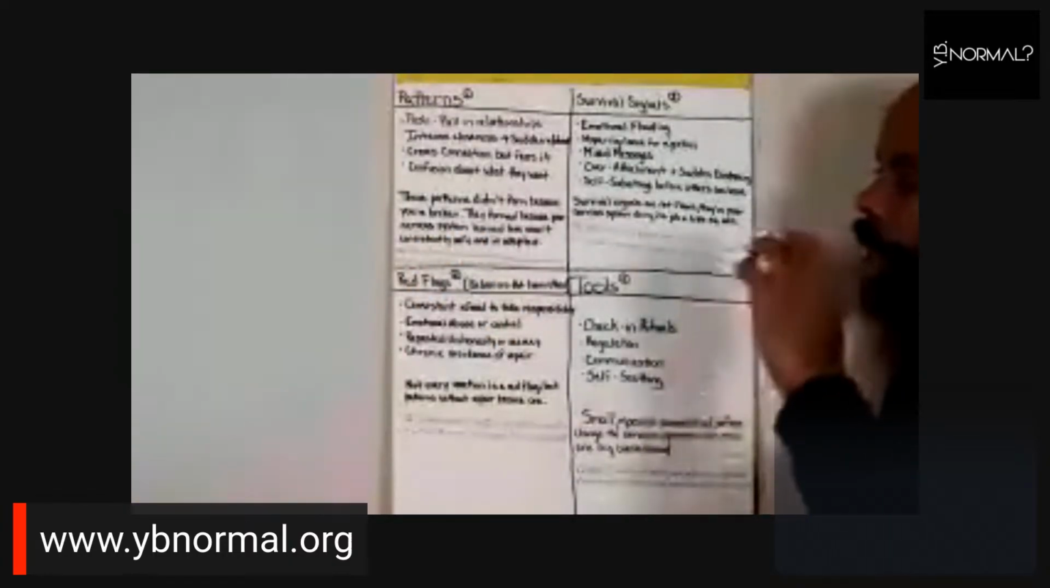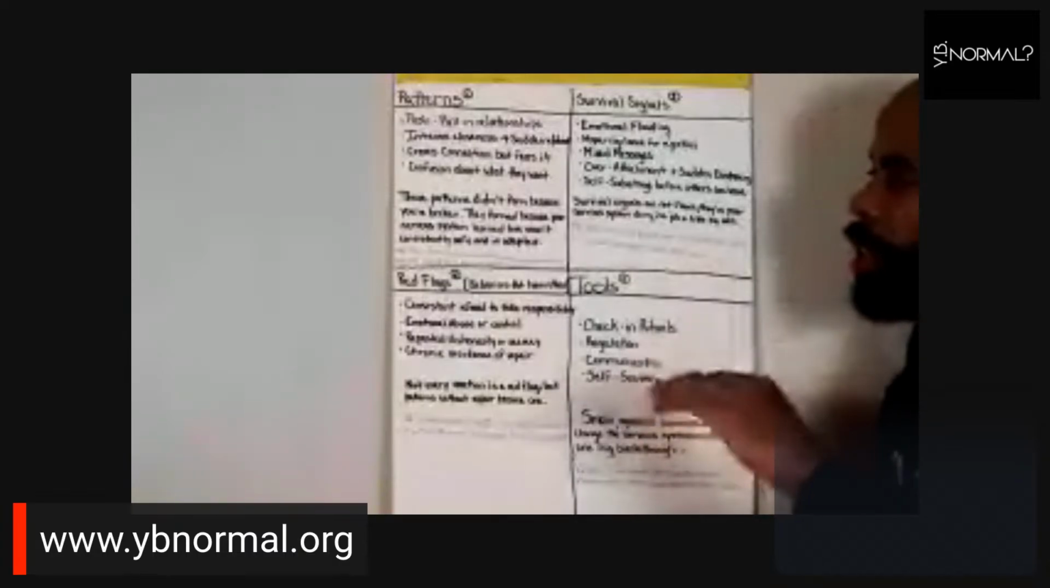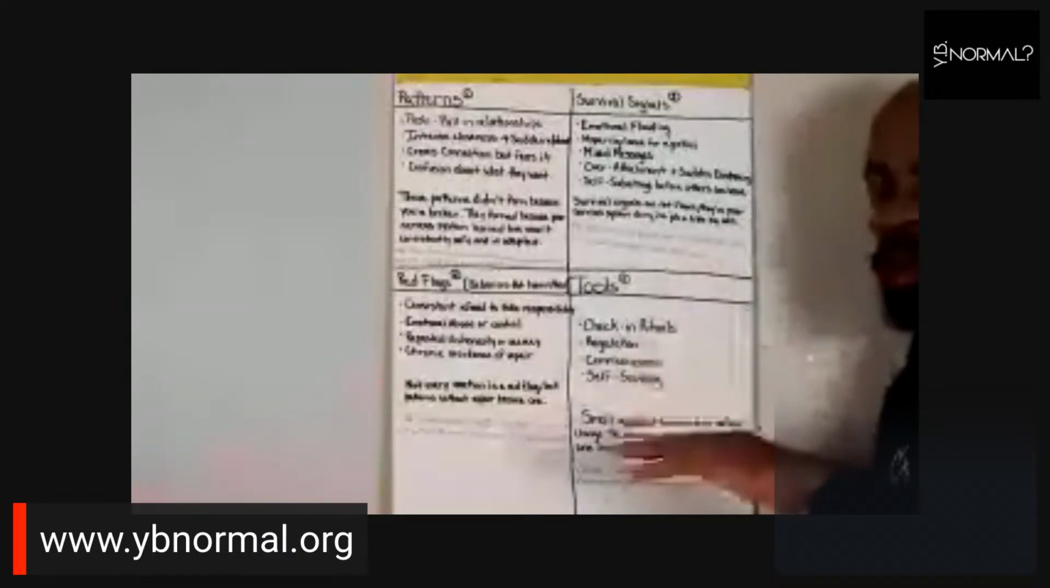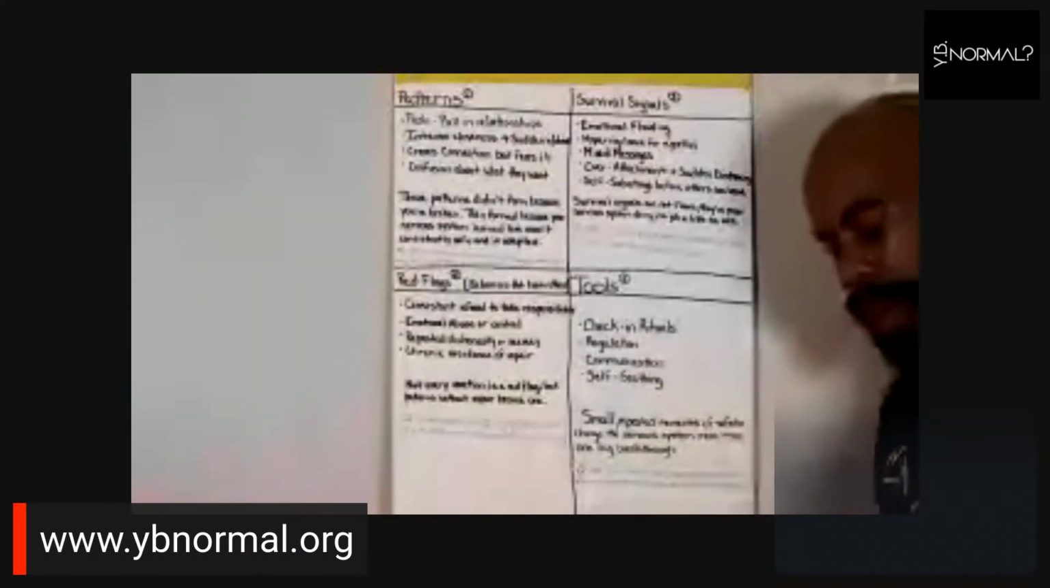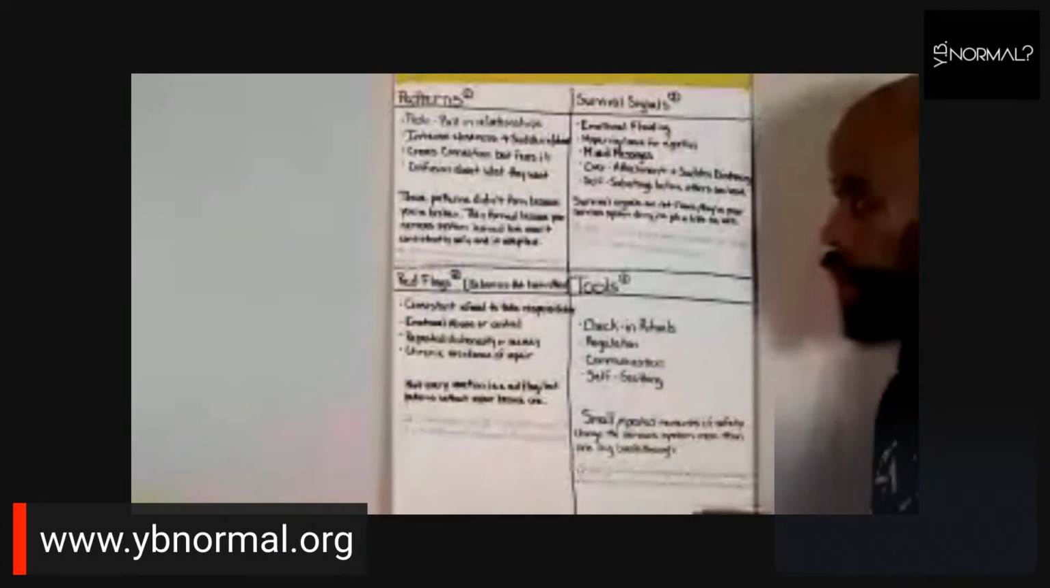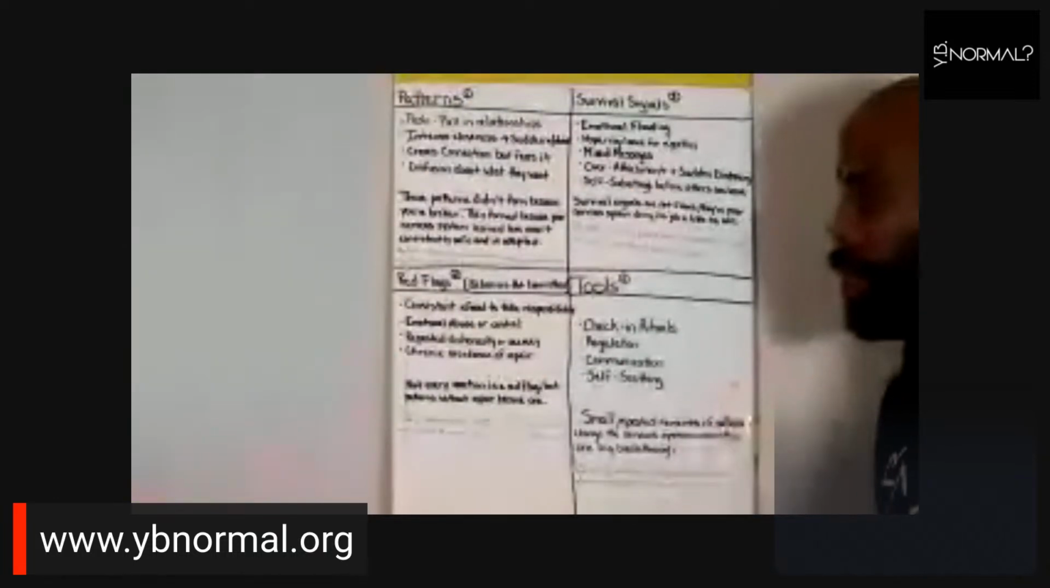What I want you to know when it comes to these patterns as a FA, these patterns didn't form because they were broken, right? You're not broken. I need you to understand that. Listen to me. You're not broken. They formed because your nervous system learned love wasn't consistently safe and it adapted.